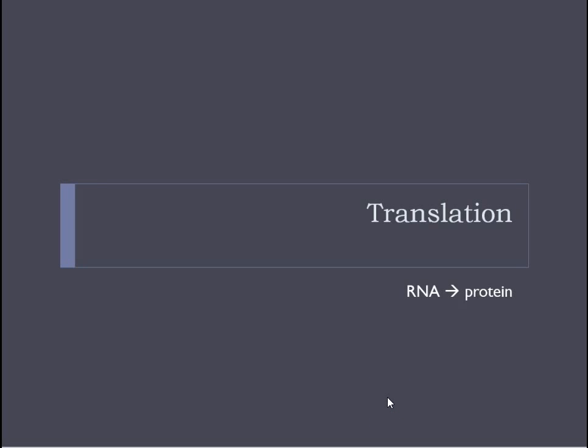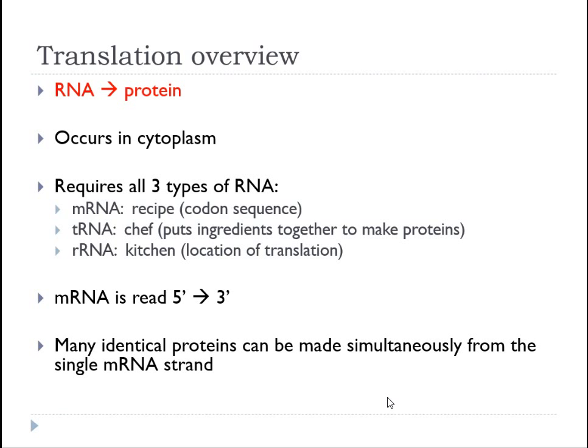So translation is part 2. And this is where the RNA will leave the nucleus and go to the ribosome to become a protein. So what happens is, this is going to occur in the cytoplasm. It requires all 3 types of RNA. That's going to be the mRNA that we just made, transfer RNA, which we'll just talk about in a second, and ribosomal RNA, which is where we're going to put this all together.